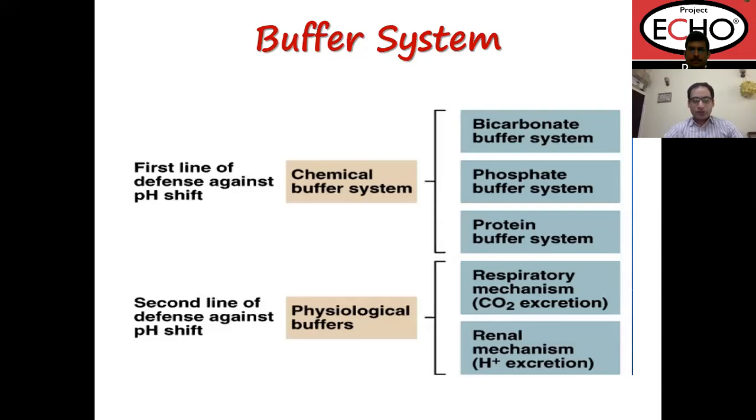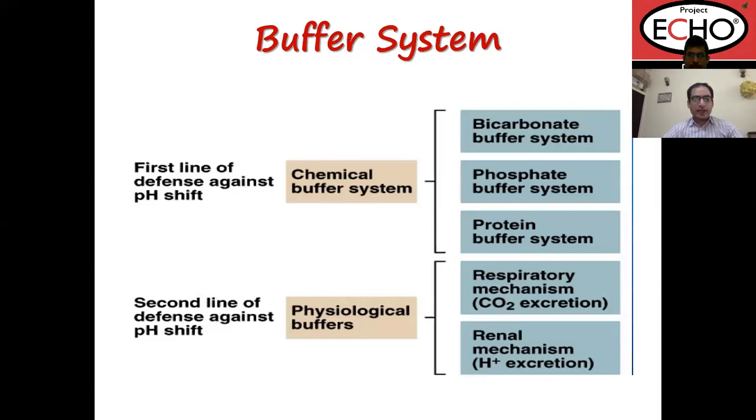The first and foremost defense system which comes into play when there is an acid-base disorder is the chemical buffer system. These are broadly of three types. 50% of the buffer activity is managed by the bicarbonate buffer system, followed by the phosphate and protein buffers. The chemical buffer system is further divided into extravascular and intravascular. Extravascular comprises bicarbonate and the plasma proteins, whereas intracellular buffering is usually governed by phosphate, sulfate, and other body proteins.